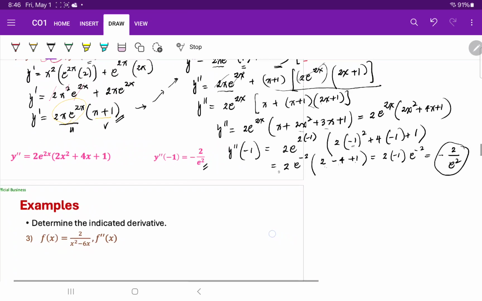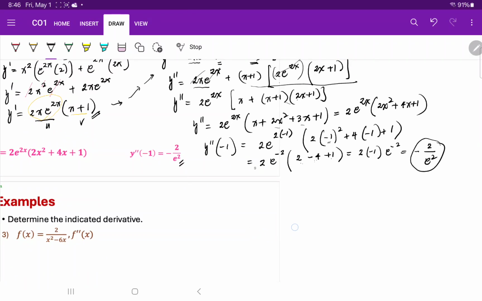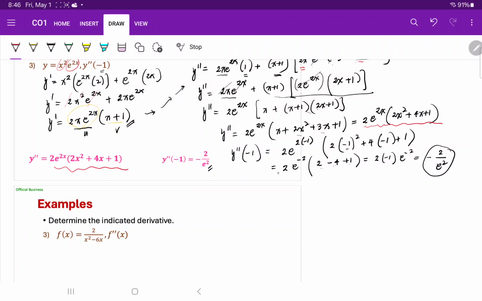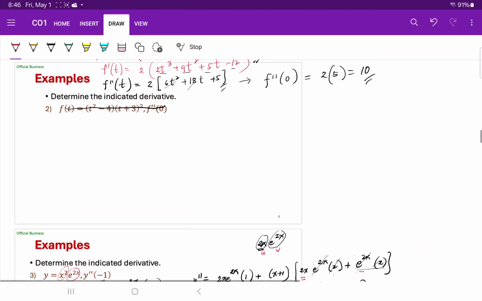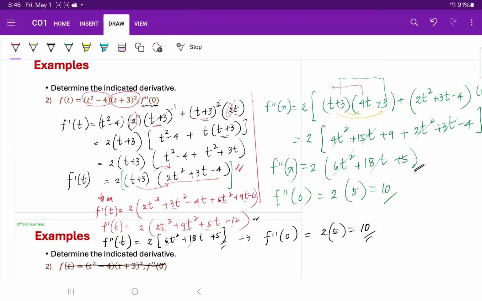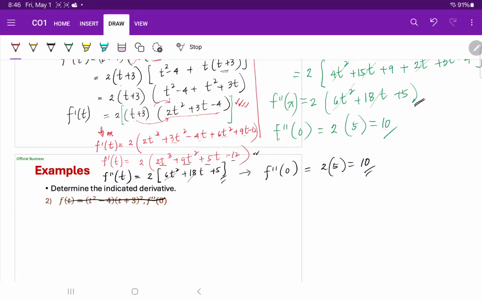So we get the same answer as this one, negative 2 over e squared. And we get this as our first derivative, our second derivative, sorry. The second derivative is this one, which is this one here. Now, which step do we use here? We use the same step as what we did here. We use the derivative of the product. For this solution, we started by getting the derivative of this one, and we use the product rule.